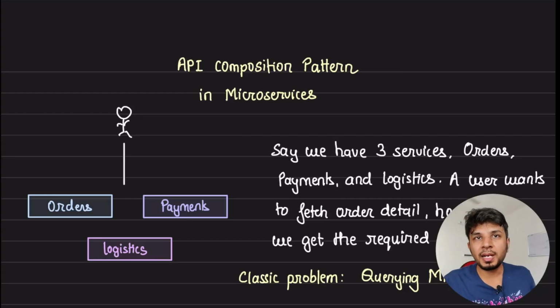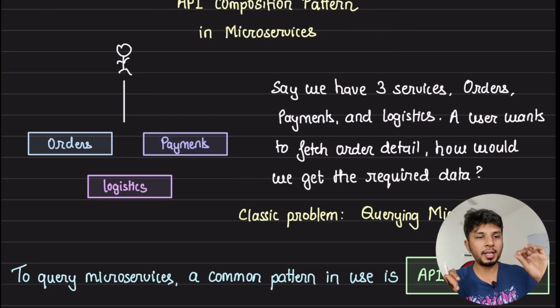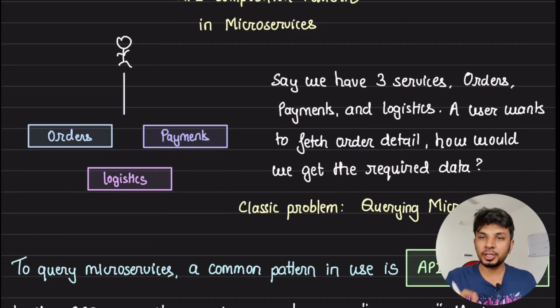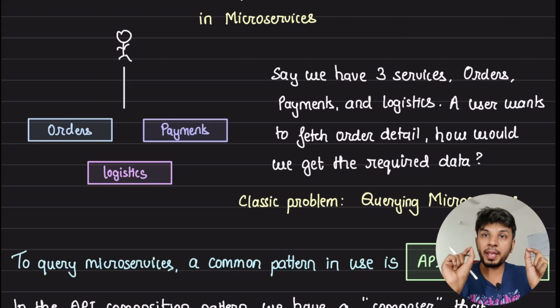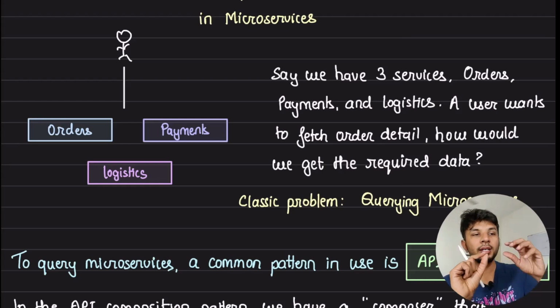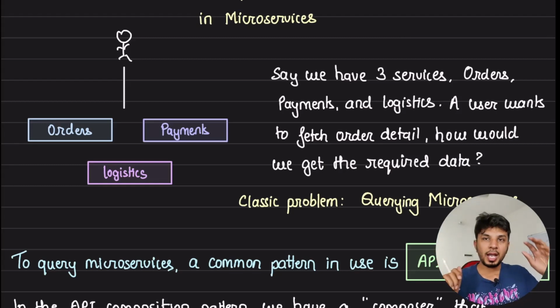Say we are building an e-commerce platform and we have 3 services with us: orders, payments and logistics. Say we want to get order details, a super detailed, super granular order detail for a given order. In order to get the order detail, we will have to talk to the order service. In order to know the payment status of that particular order, we'll have to talk to the payment service. And in order to get the shipment information, or the logistics information, we'll have to talk to the logistics service. So here our one client needs to talk to multiple services to get the things done.